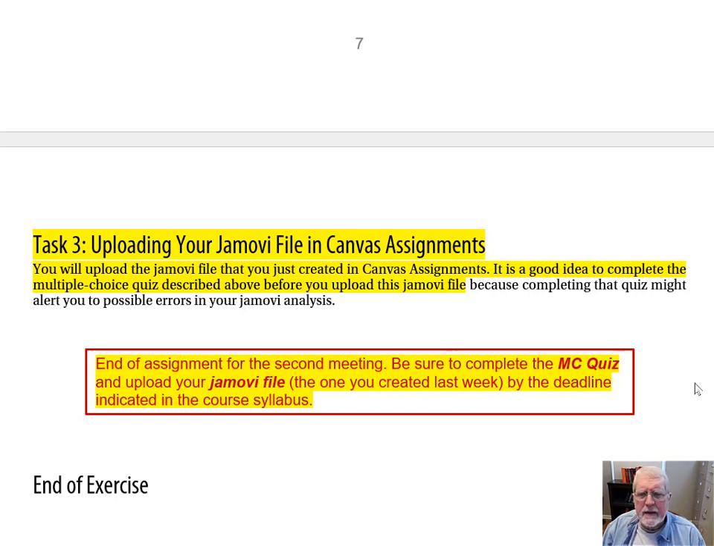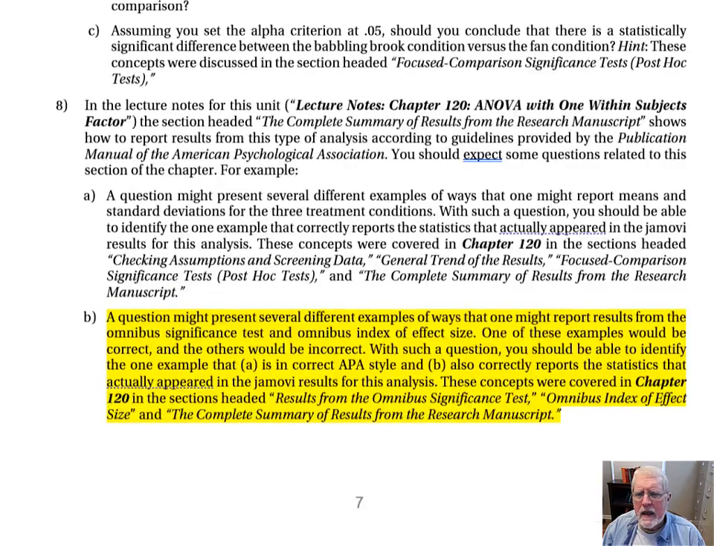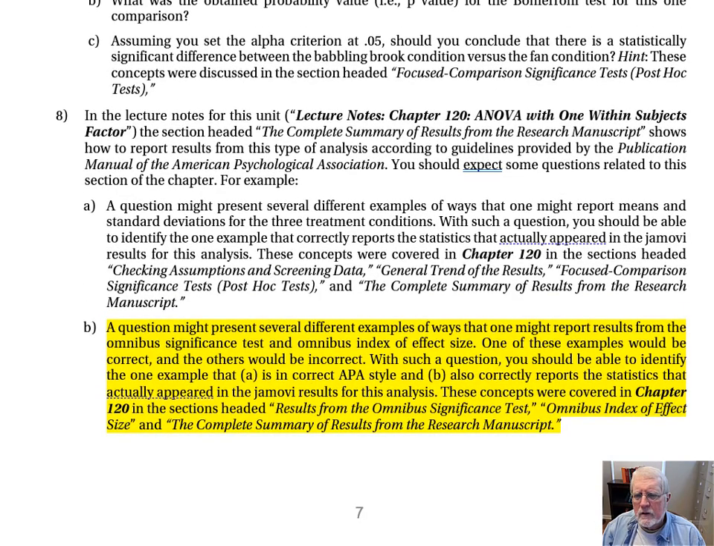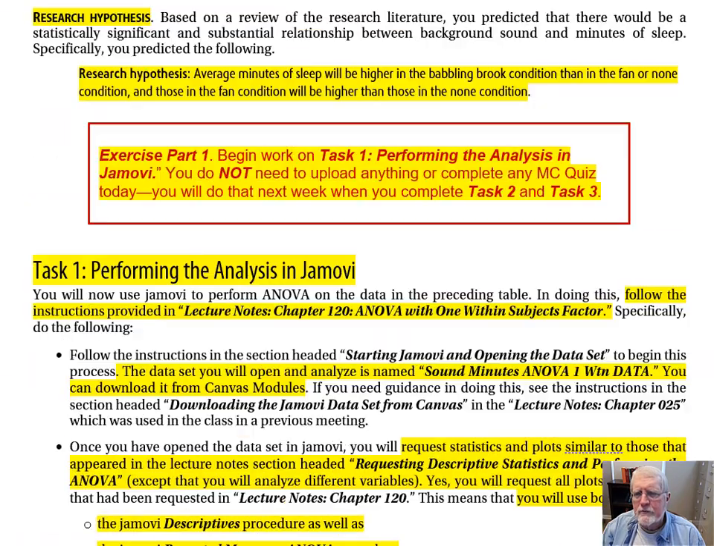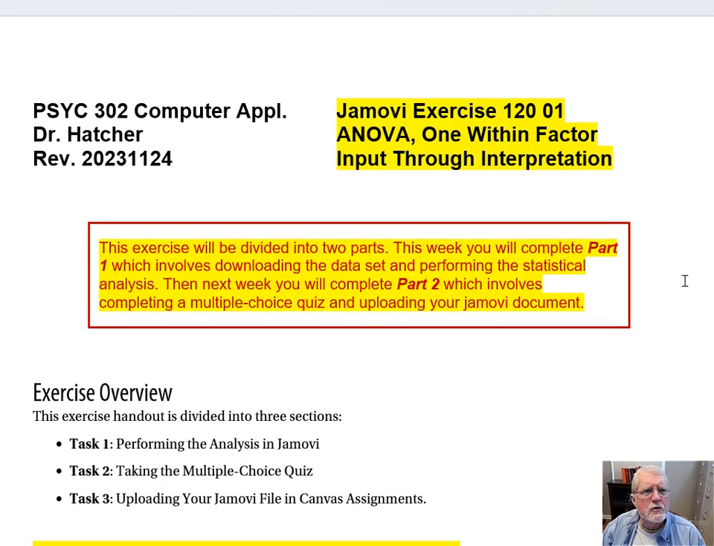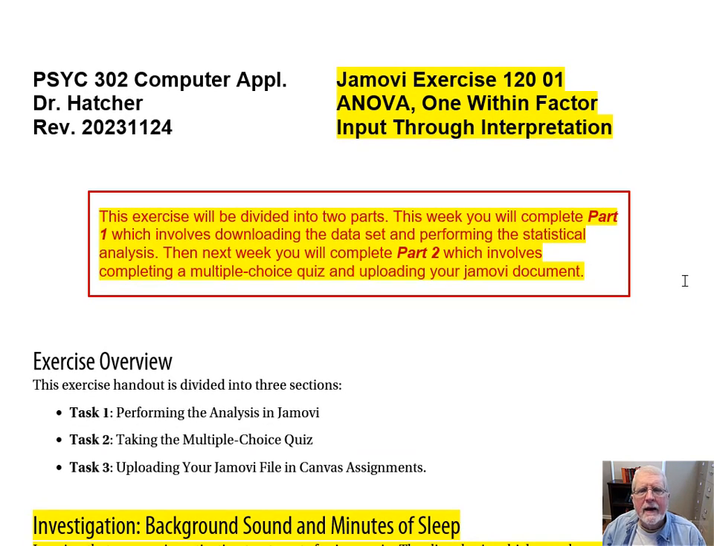And what exercise have we been looking at today? Let's scroll up and make sure we're looking at the right one. This has been a summary of what you need to do in completing part 2 of Jamovi Exercise 120.01, ANOVA with one within factor, input through interpretation.